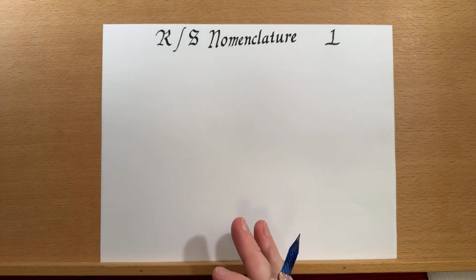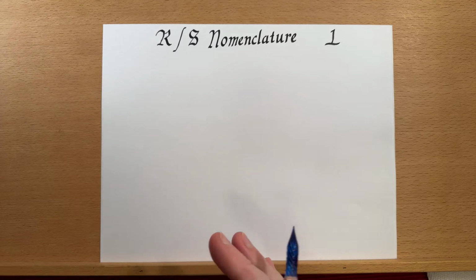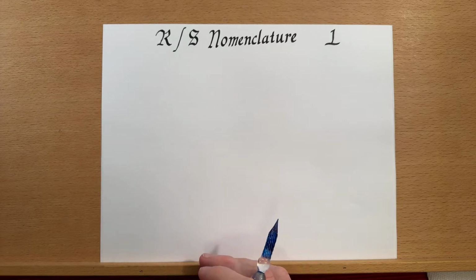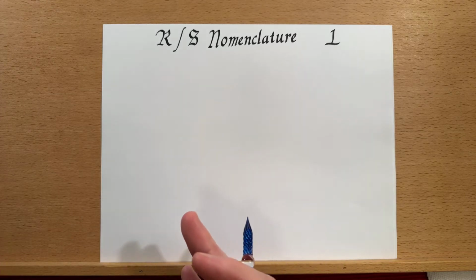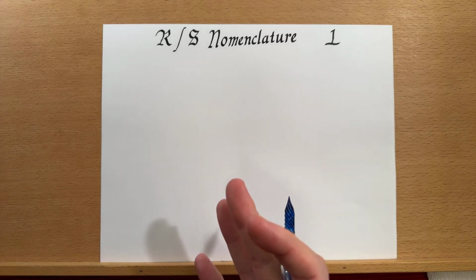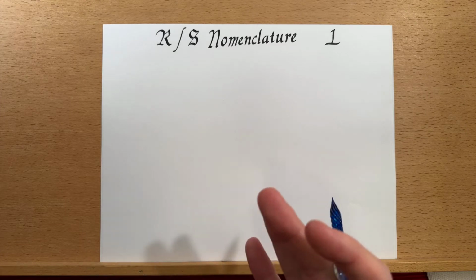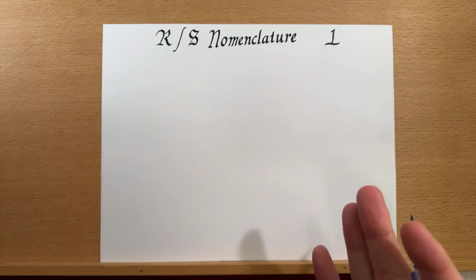Let's examine R and S nomenclature. Molecules that have stereocenters will have one of two configurations. Either it will be an R configuration or an S. So let's talk about how to determine which of those it is.